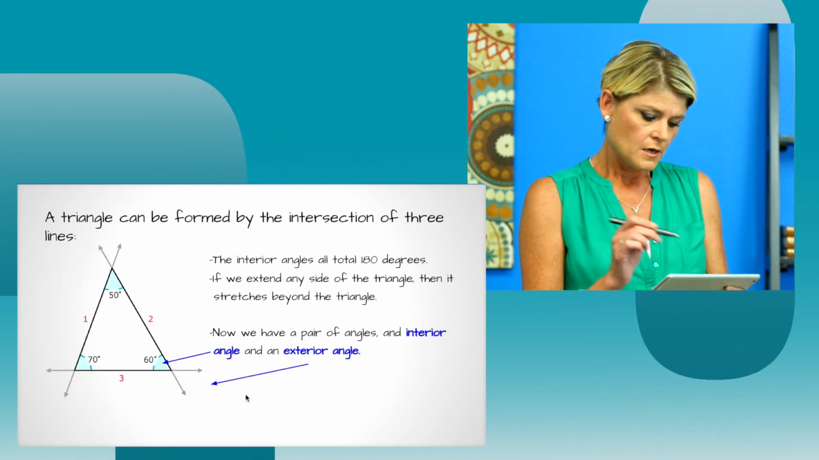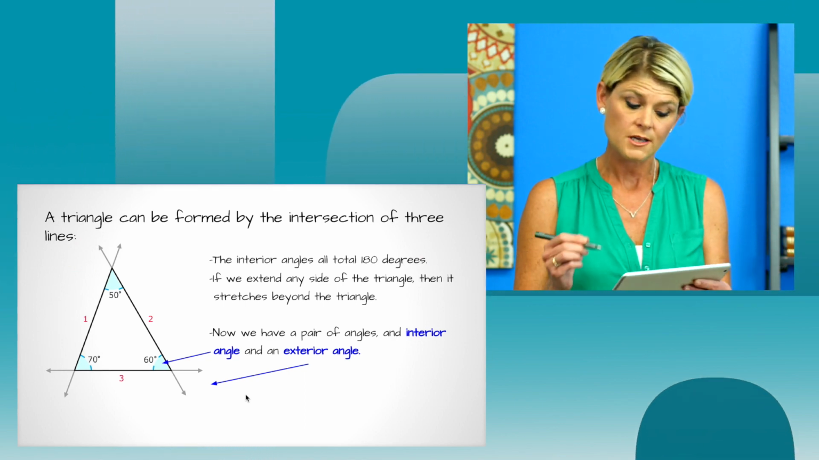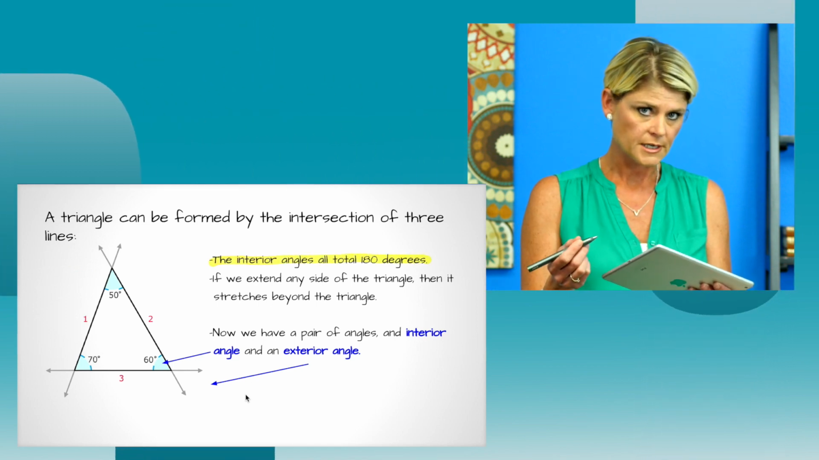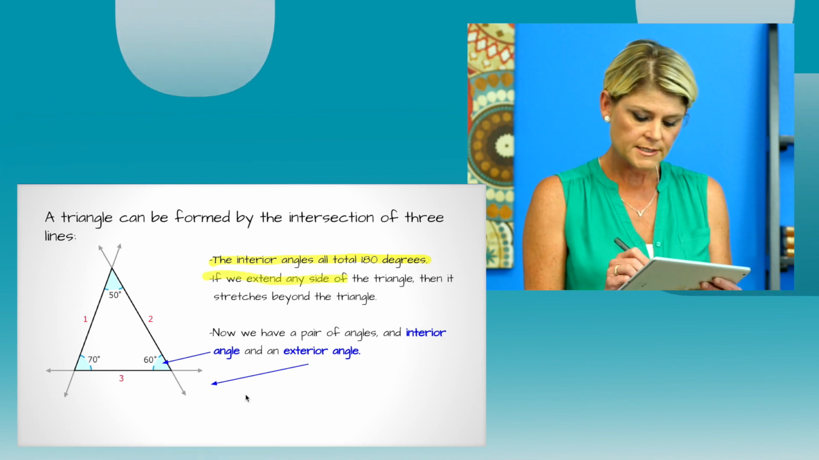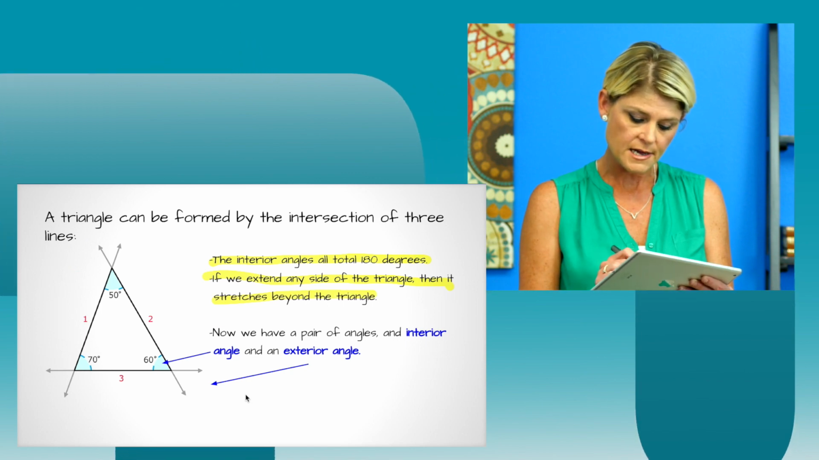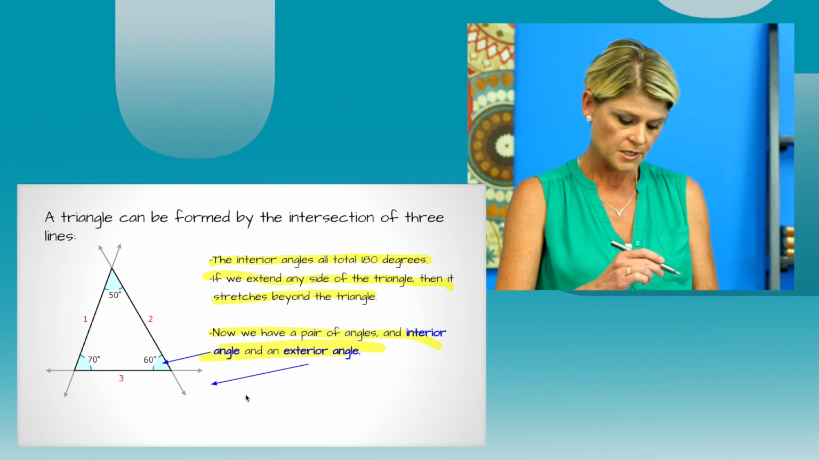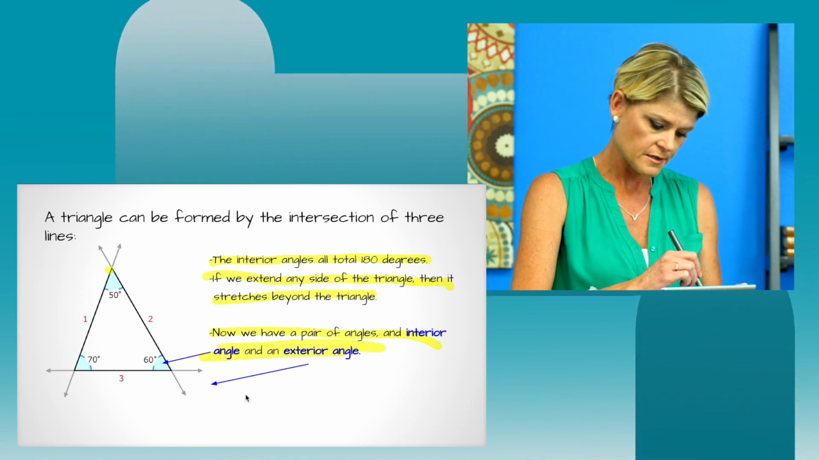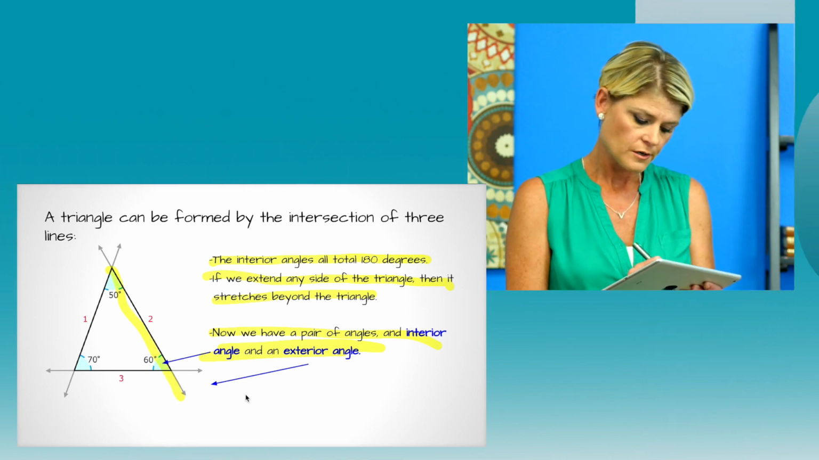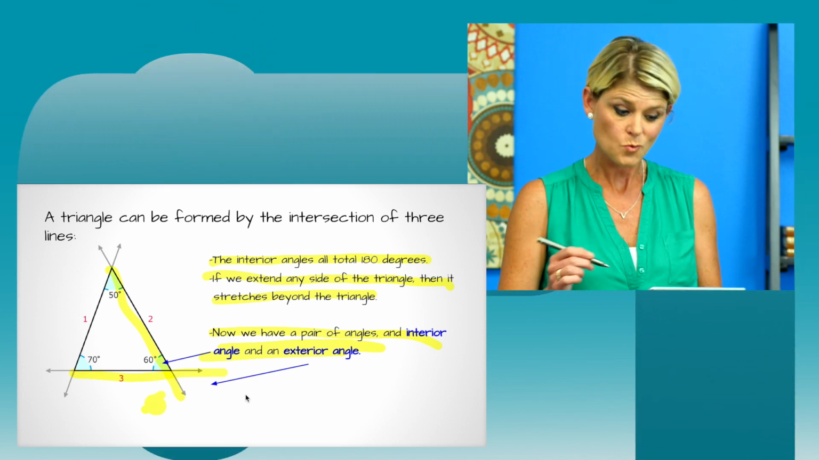All right. Let's also talk about how a triangle can be formed by the intersection of three lines. The interior angles all total 180 degrees. We've already established that. But if we extend any side of the triangle, then it stretches beyond the triangle. And now we have a pair of angles, interior angles and exterior angles. Take a look at what I mean by this. See how if we extend this line past the triangle to the outside, or the exterior, on both of these lines, we've now made an exterior angle as well.